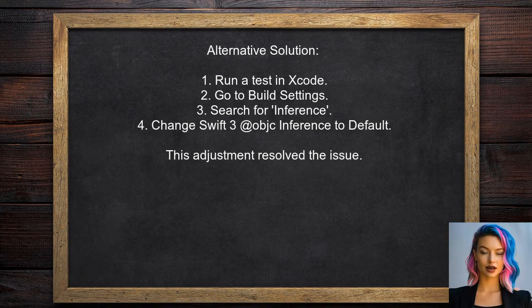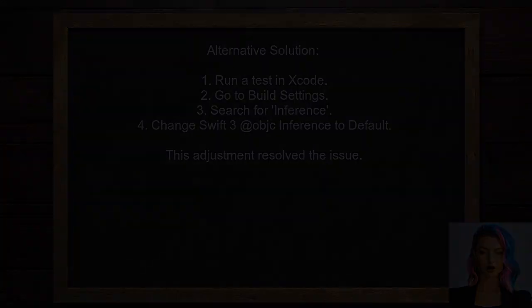One alternative solution comes from another user. They suggest running a test and then going to the build settings in Xcode. From there, search for Inference and change the Swift 3 @objc inference setting to default. This simple adjustment worked perfectly for them.